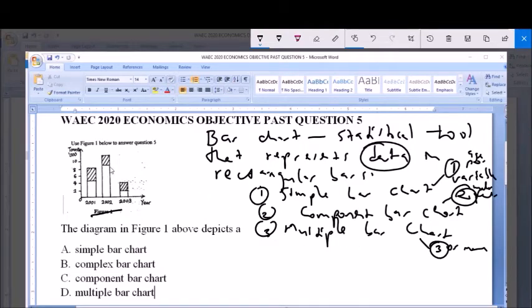Now, from this diagram that we have here, we have just two variables represented, and this is a component bar chart. So the bars of a component bar chart look like this, okay, with two portions, one portion representing one variable and the other portion representing another variable. So as we have established, what we have here is a component bar chart, and component bar chart is option C, which is the correct answer to this question.